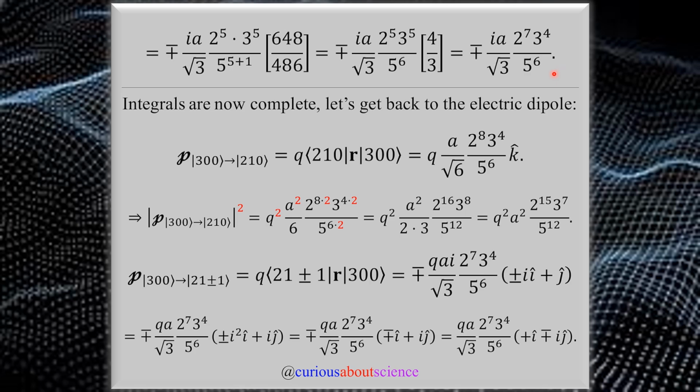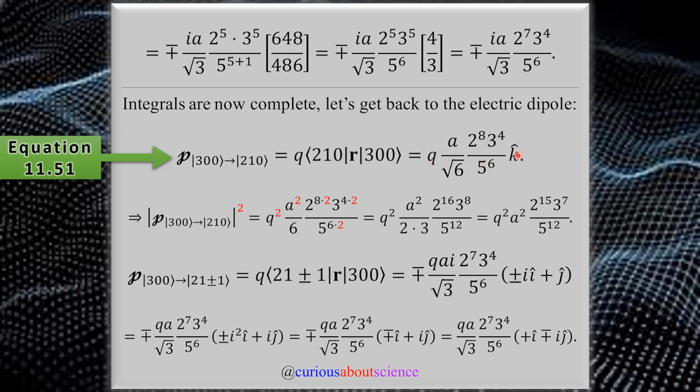So now that the integrals are complete, which is arguably the hardest part about this, we need to get back to the electric dipole. The electric dipole was defined in 11.51, but we see here that for the transition from 3 to 2, 1, 0, we have Q with the radial inner product, or the position vector inner product. And we saw that since we only had a z component left, which is k hat, we just put Q and then this in the k hat direction.